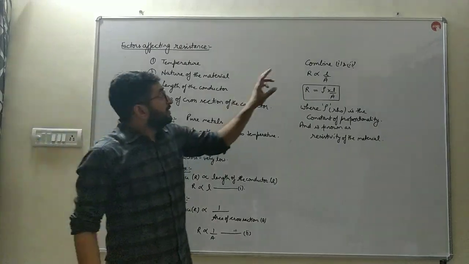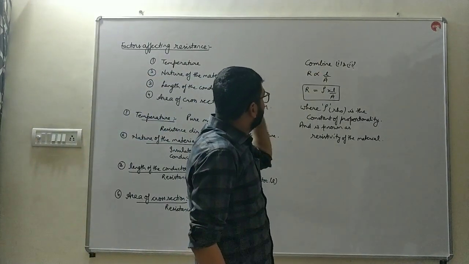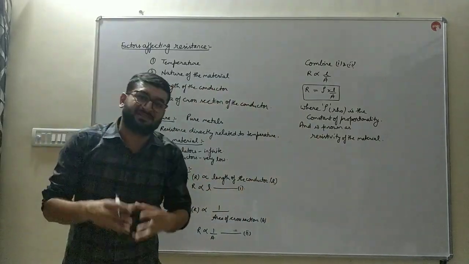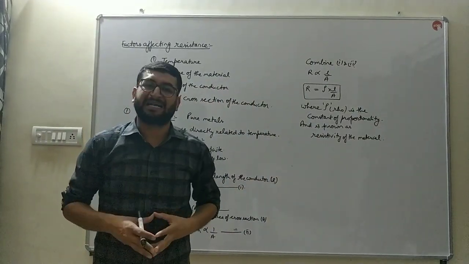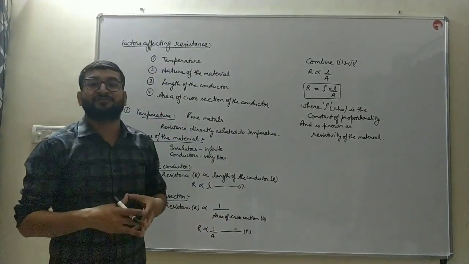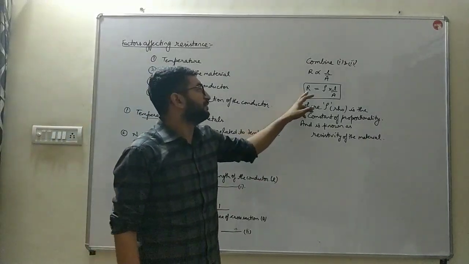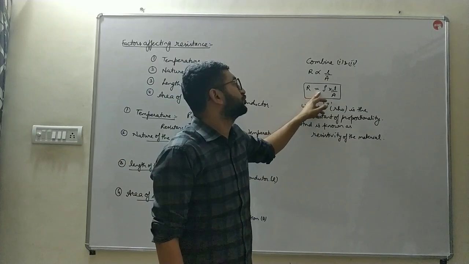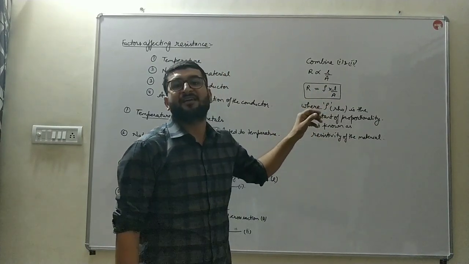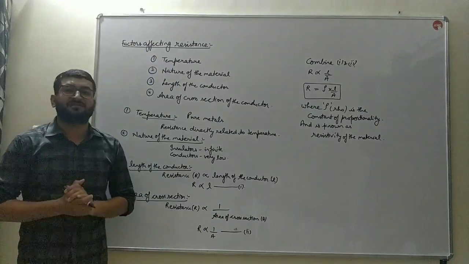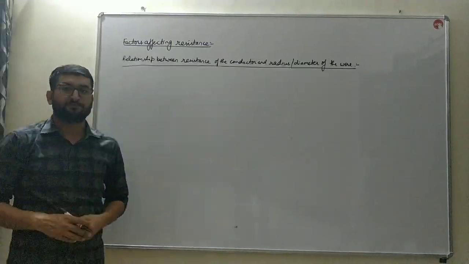So R is proportional to L/A. When we remove the sign of proportional, we get equals to, and with equals to we get a constant, and that constant is rho. Rho stands for resistivity of the material. So the formula of R in the form of resistivity, length and area is R is equals to rho into L/A. This is the relationship between resistance and resistivity.